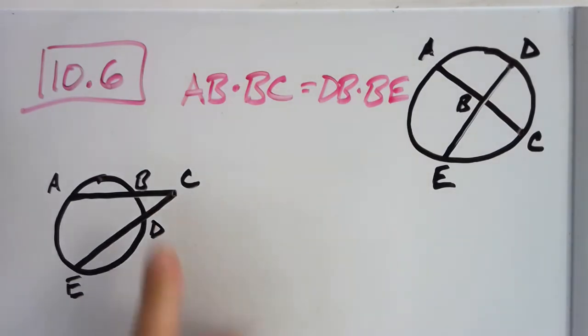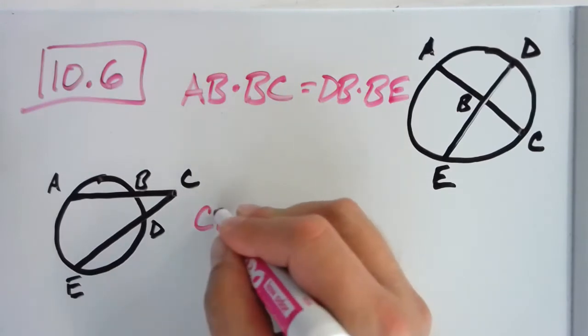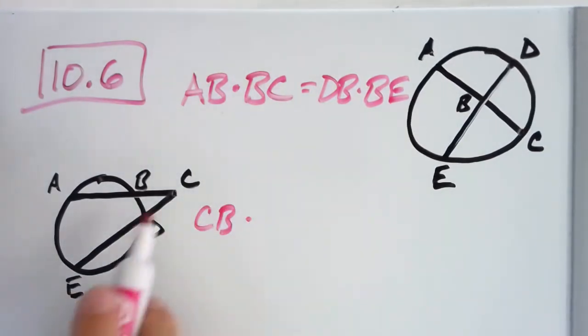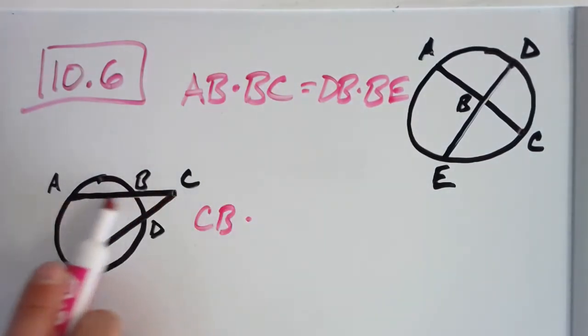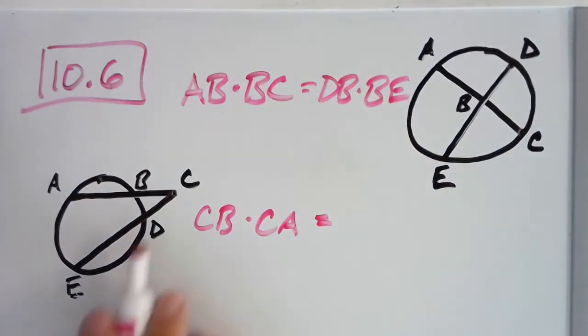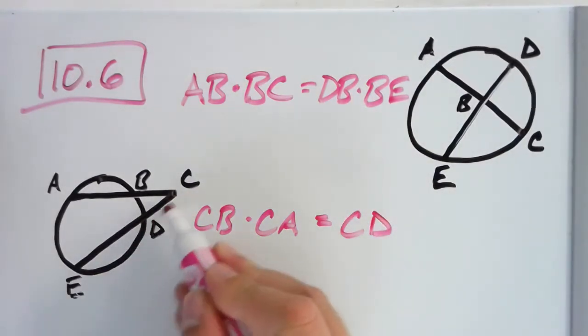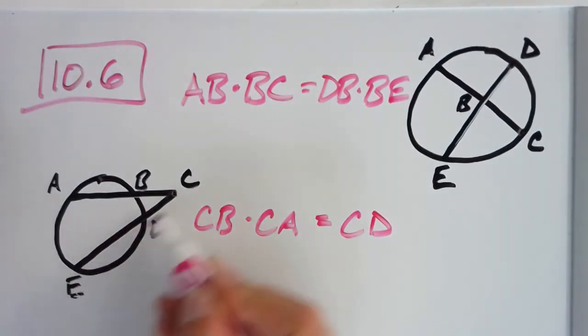So in this case, outside piece would be C to B, or B to C, however you think about it. I'm going to multiply it by the whole segment length, C to A. And that has to equal segment number 2, the same situation. Outside piece, C to D, times the whole segment length, C to E.